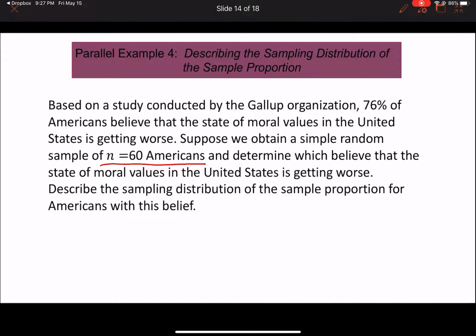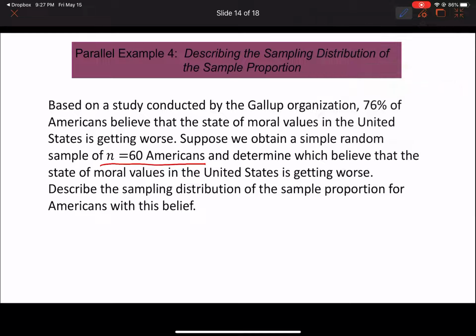Okay, so I'm hoping you paused and you figured that out on your own. So first, 60 is definitely less than 5% of all Americans. 100%, no problem on that one. So next we're going to do np times 1 minus p. So that's going to be 60 times 0.76 times 0.24.